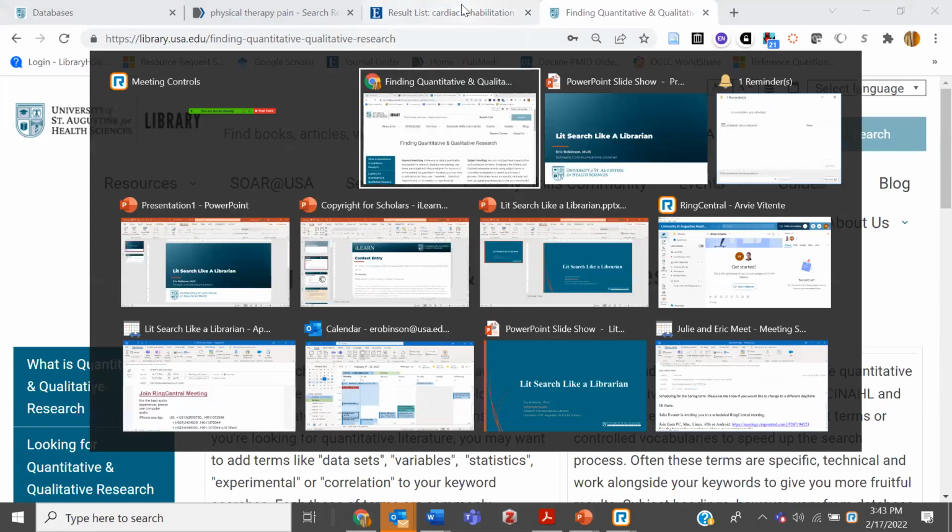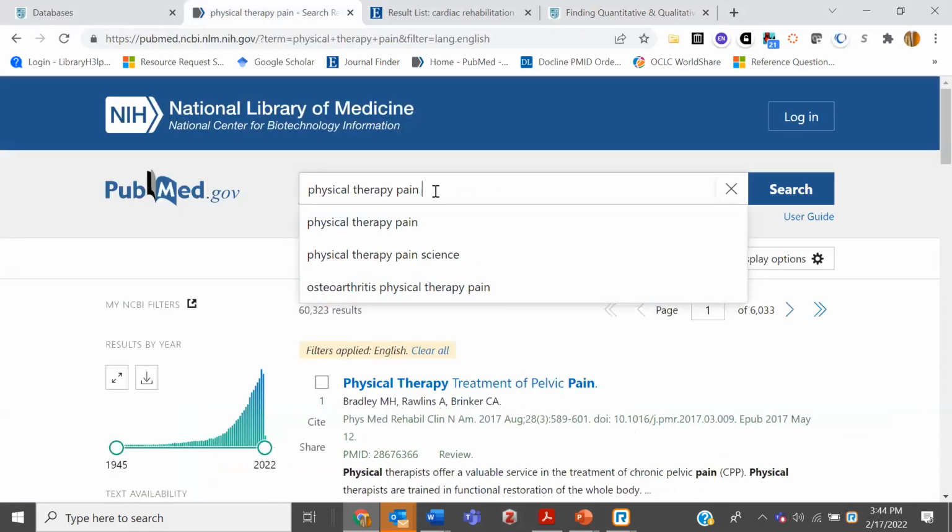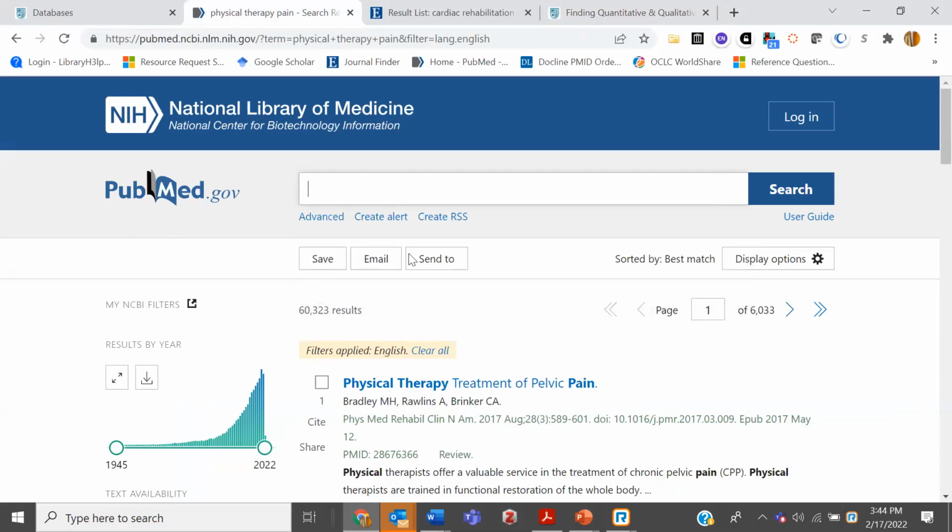Okay, good. Let's see. I'm going to go back to my search string. So double check the chat. Good, I'm glad. So that's the quantitative qualitative aspect. We've now talked about using phrase searching and the subject headings specifically.